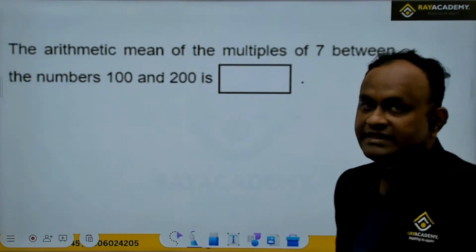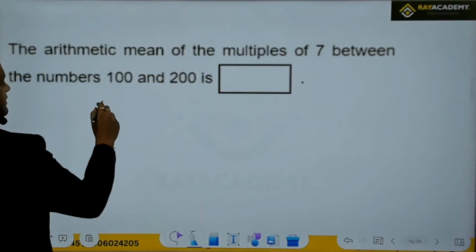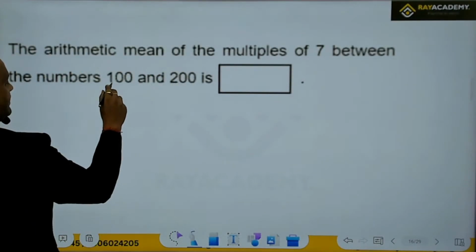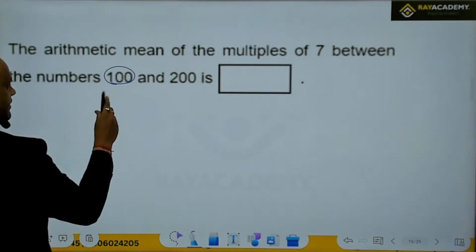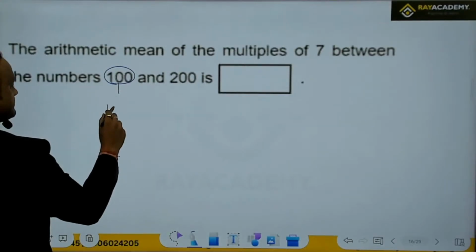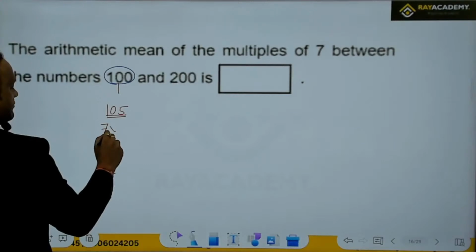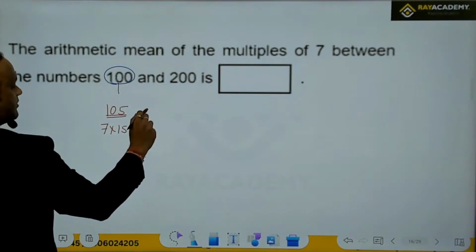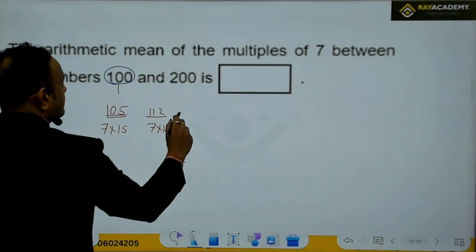So first let us write what is the first number that is a multiple of 7. You know that after 100, the next multiple of 7 is 105. 105 is the first number. 105 is 7 into 15. The next number is 112, that is 7 into 16, and like that it will go on.